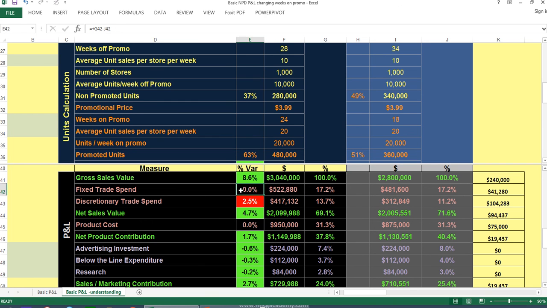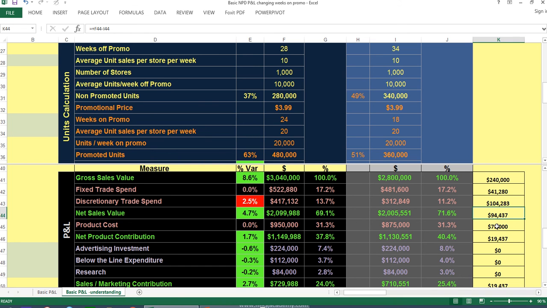Your fixed trade spend percentage hasn't changed at all. The absolute number has changed because you're selling more units: you were promoting at 20 units per store per week for 18 weeks, and now you're going to do it for 24 weeks. It's roughly 33% more in terms of promotional units. Net product contribution is up 1.7%, so it all flows down. Net sales value of 94,000, so of 240, you've given 140 back to the trade, and you're left with about 94.